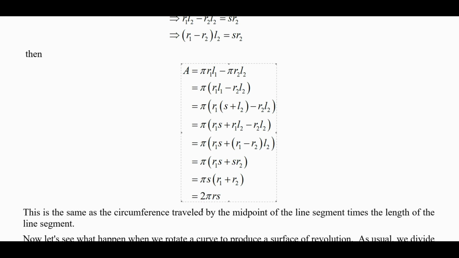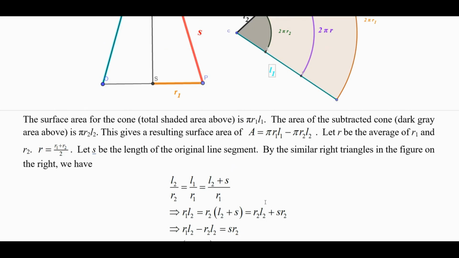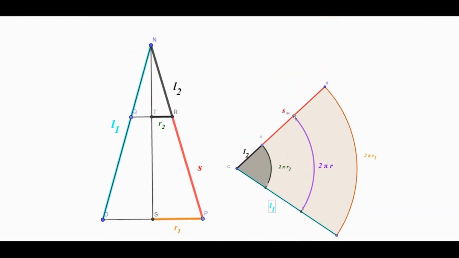Let me do this. So notice what we end up with. We get 2 pi times R times S. Well, 2 pi R is exactly what you get if you take the midpoint of this line segment here that we're rotating and rotate it around. It's that path that it takes, which is 2 pi R. It's that circumference taken by that point right in the middle of this S as it goes around.